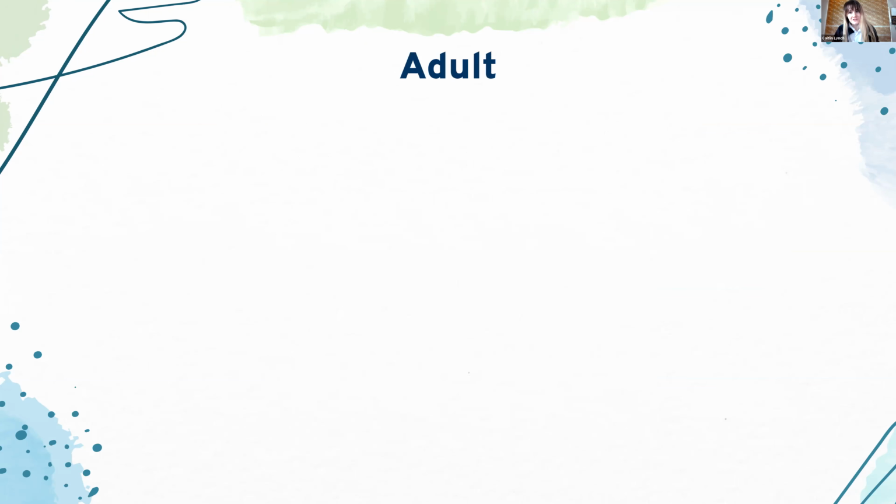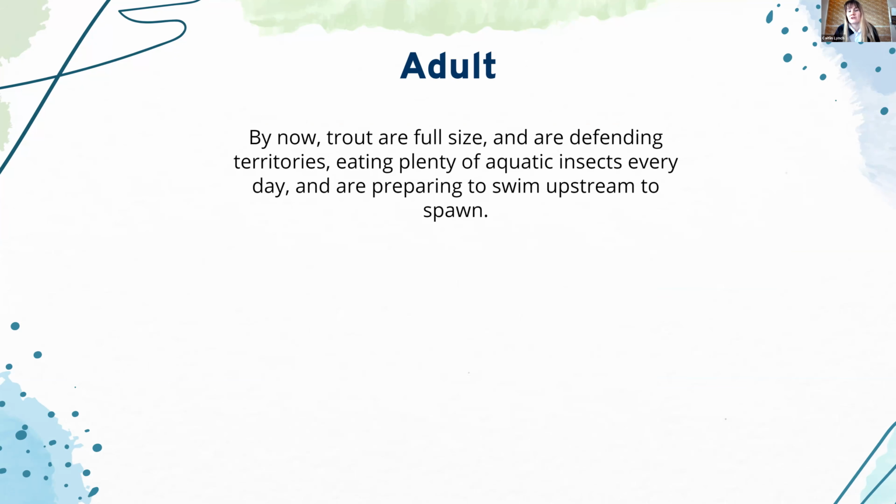And then finally, we've reached our adult stage. So by now, our trout are going to be full size, and they'll be defending their own territories and eating plenty of aquatic insects, preparing to swim upstream to spawn, successfully evading predators. So they've been doing this for a minute now. So they know how to survive.